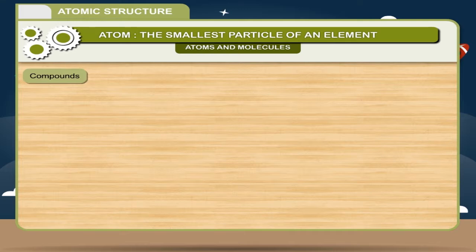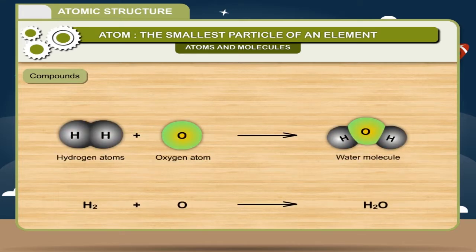Compounds. When atoms of different types of elements join together, they make molecules called compounds. Water consists of compound molecules made up of 2 hydrogen atoms and 1 oxygen atom. This is why it's called H2O. Water will always have 2 times the number of hydrogen atoms as oxygen atoms.